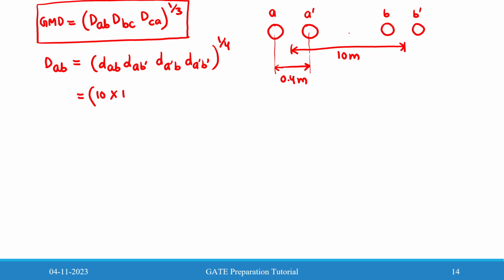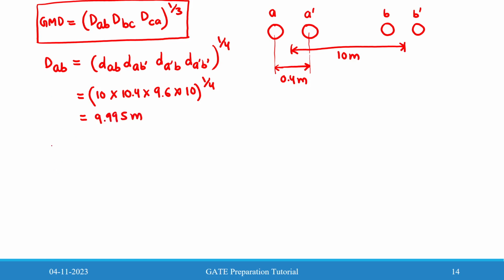Now DAB dash, AB dash. This distance and the last point, 10 plus 0.4 is 10.4 meters. And DA dash will be from A dash to B, where 0.4 gets subtracted, so 9.6 meter. And A dash B dash will be the same 10. Taking the 1 divided by 4 power, this is coming as 9.995 meter.